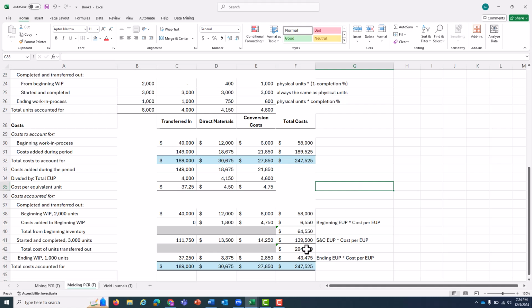The molding department is going to transfer $204,050 out. And since they're the last department in the production process, that $204,050 is getting transferred out to finished goods inventory, while the other $43,475 is going to stay here as this department's value for ending WIP.